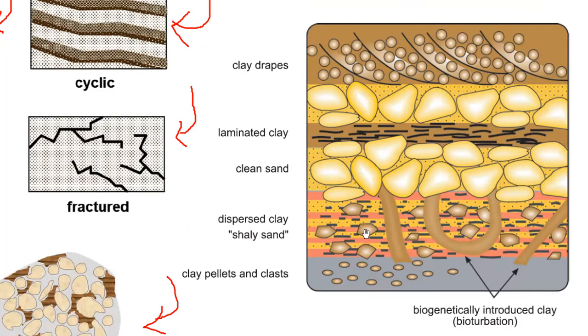Yes, the clays are dispersed. But you also see sand, sand. So you call this shelly sand. And at the bottom, you have clay pellets and glass there. And this is actually biogenetically introduced clay, or we call this bioturbation. Biogenetically introduced clay.